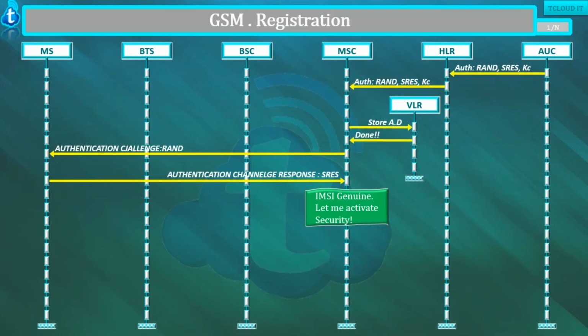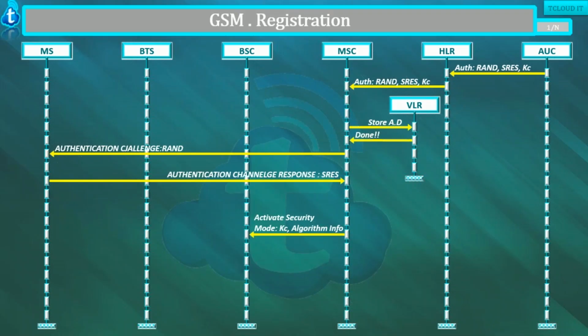Okay, I have decided that this guy is genuine because SRES matched. The SRES received from the authentication center matched with this. Very well, I should continue. So what does MSC say next? MSC is going to activate something called a security mode. What is the meaning of security mode?